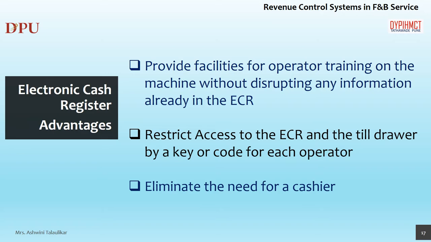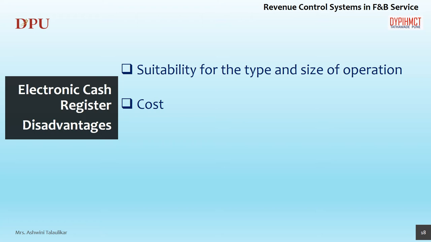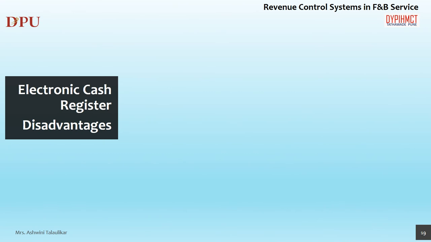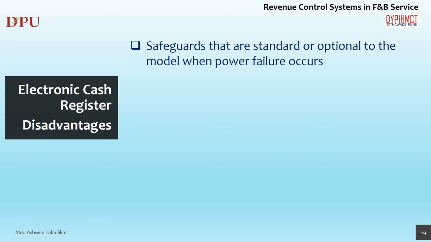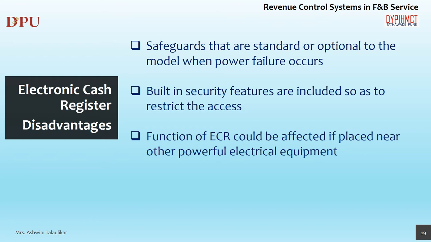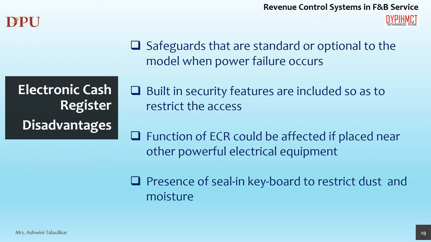The disadvantages of electronic cash register are suitability for the type and size of operation, cost, superseded model, and maintenance. The disadvantages of ECR also include safeguards that are standard or optional to the model when power failure occurs. Built-in security features are included so as to restrict the access. Function of the ECR could be affected if placed near other powerful electrical equipment. Presence of a sealed keyboard to restrict dust and moisture.